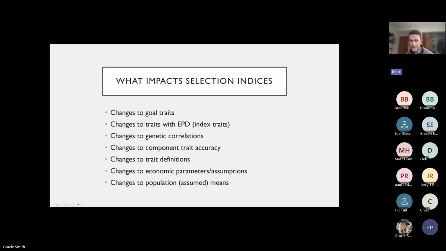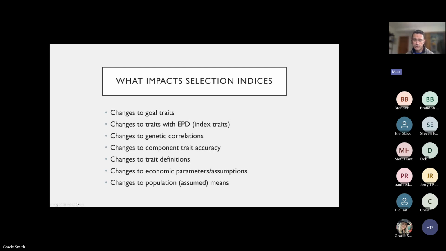Maybe over time, if there are changes in the trait definition, so an EPD is in particular units today, but that changes in the future. Changes to economic parameters or assumptions. So obviously, what a pound of hot carcass weight is worth today is different than it was 5 years ago. And I don't know what it's going to be 5 years from now, other than I feel pretty confident it's different than today, right? So these things evolve and change, and changing those will lead to changes in the index and the way animals rank.